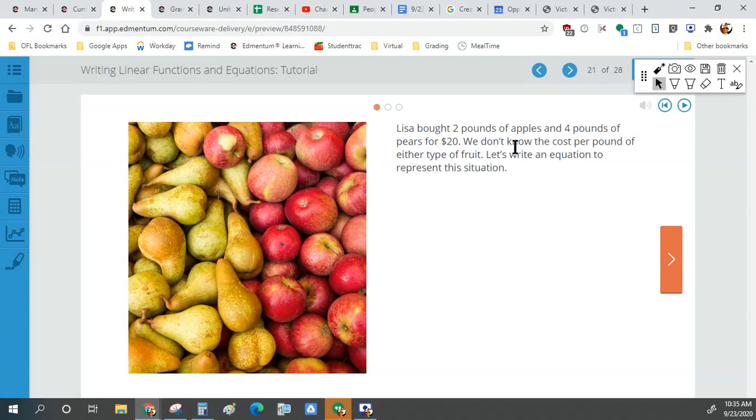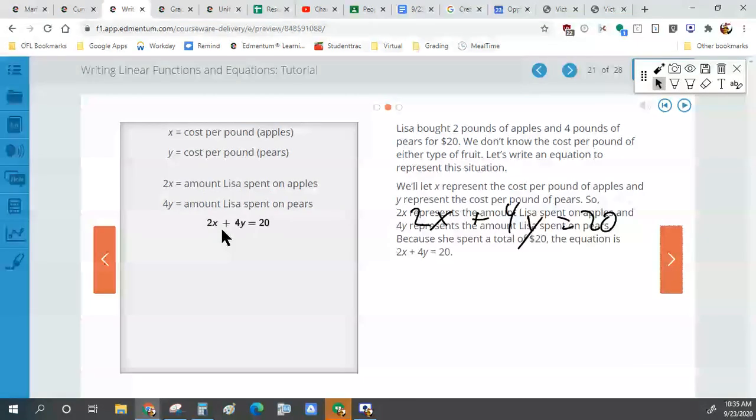Lisa bought 2 pounds of apples and 4 pounds of pears for $20. So it's 2 times the cost of apples plus 4 times the cost of pears equals 20. So when we do this, this is what's known as standard form.